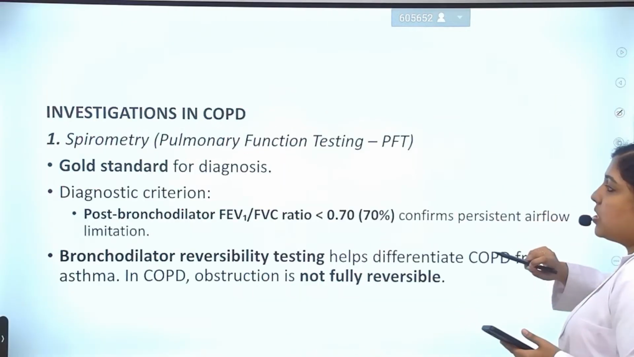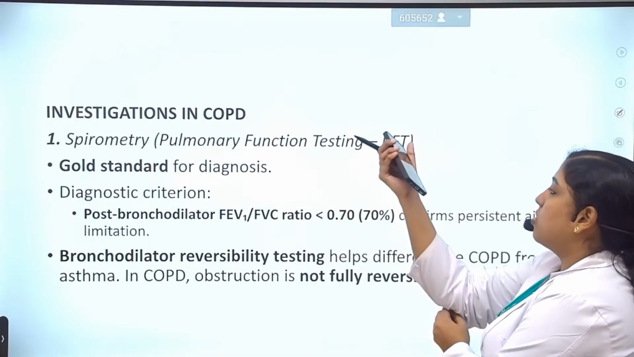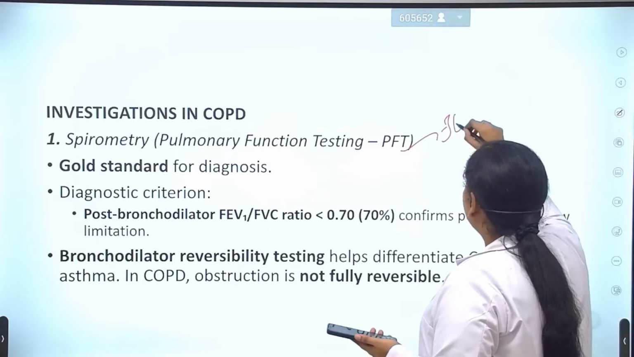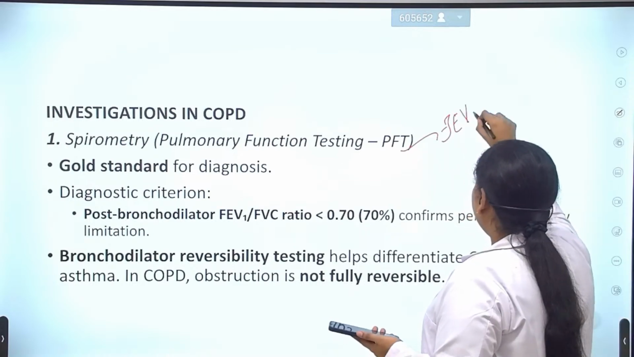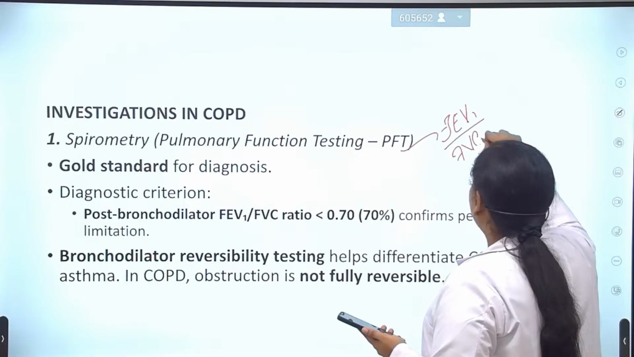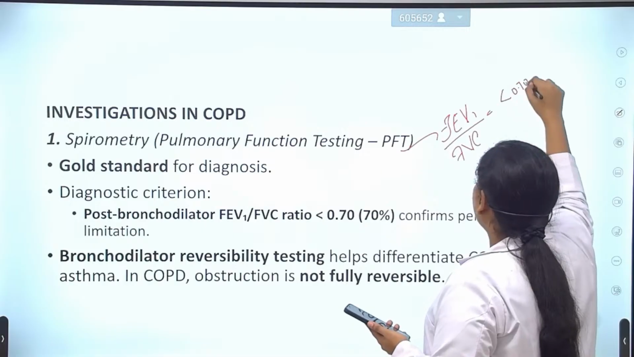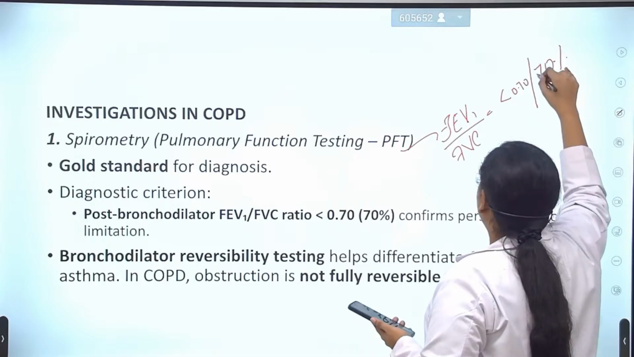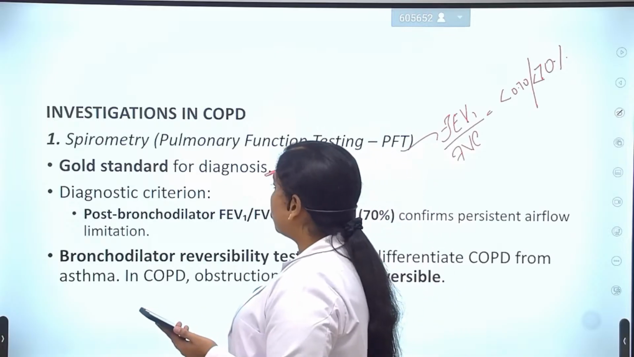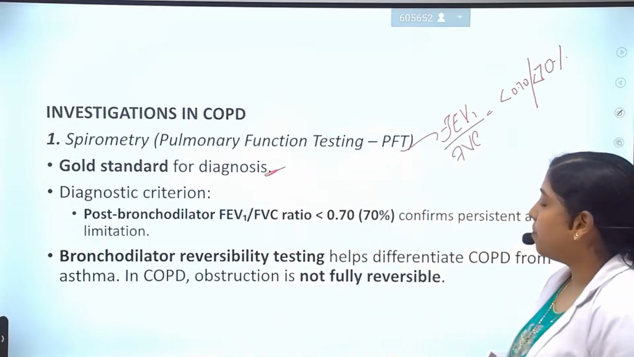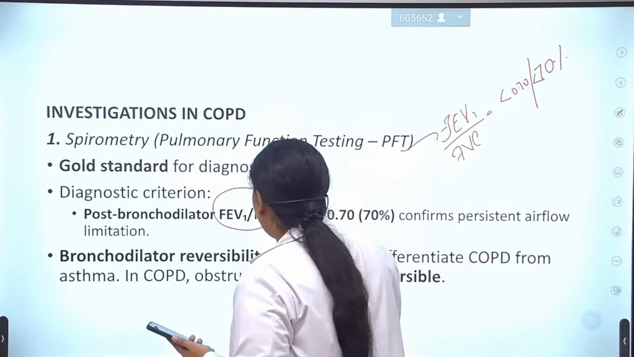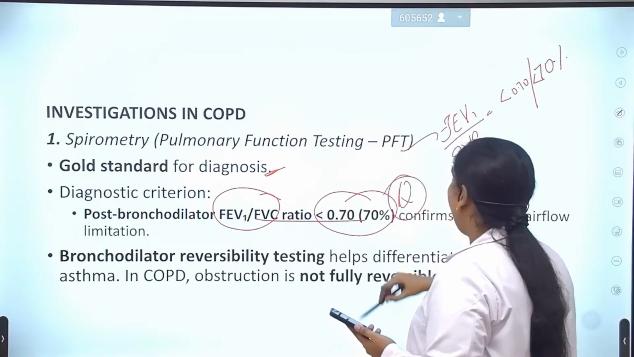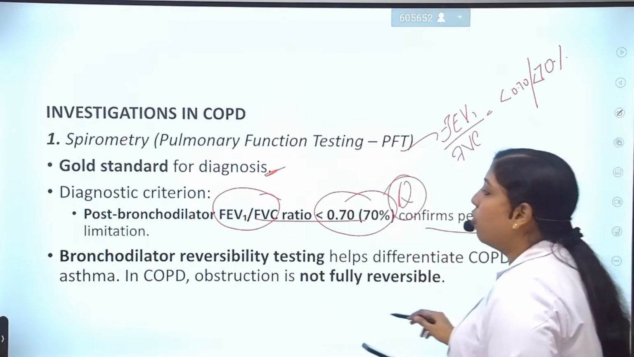So, investigation of COPD: first and foremost, your spirometry in combination with your pulmonary function test, where your FEV1/FVC ratio will be less than 0.70, or you can say less than 70%. So the gold standard diagnosis is the FEV1 and FVC ratio, which is going to be less than 0.70. An important point to note: it confirms the airflow limitation.